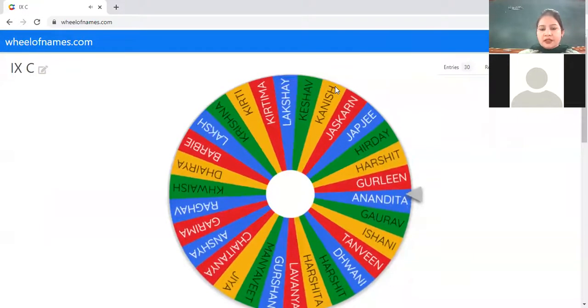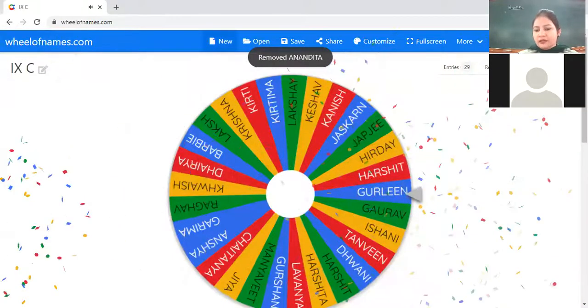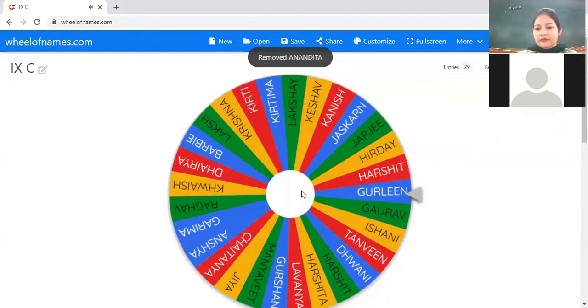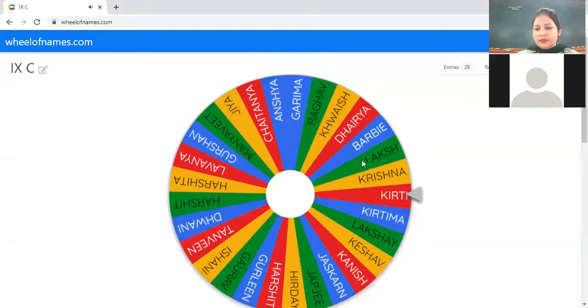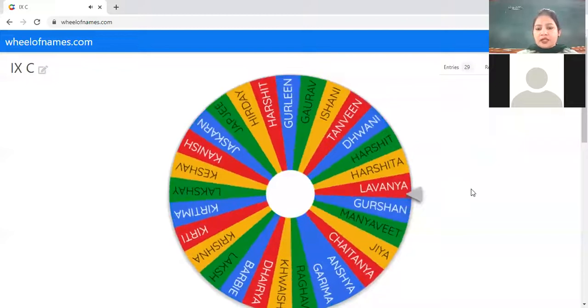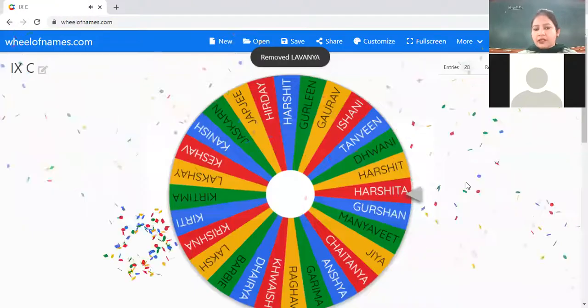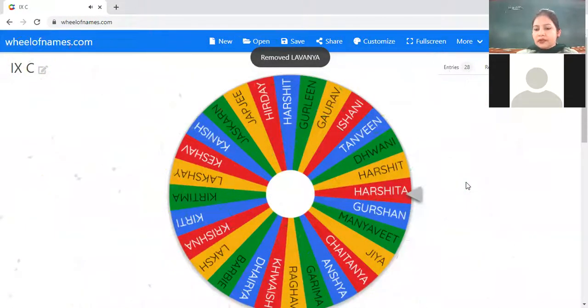Okay, next is Anandita. Is she present? Raise your hand if you are. By the time I see the next turn, Anandita, if you are present, raise your hand. I think she is absent. So many students are absent. Lavanya. Yes, next turn. Lavanya, raise your hand. Is she there? Not there? All right, next.